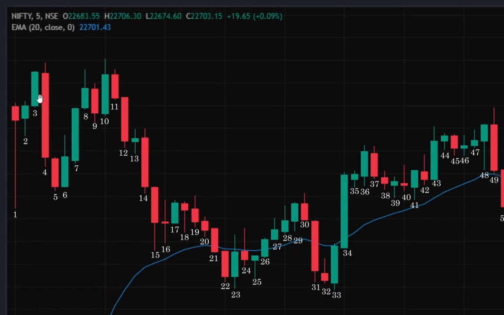As you can see, bar 3 has broken above the previous high bar, so now this is the breakout. There are trapped bulls who have bought above bar 3 and are going to get trapped, because some of their stop losses are below bar 1. This is roughly 50-60 points which they are going to lose.